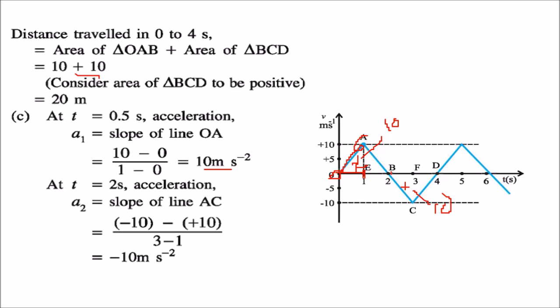We come at 2. What is the slope of AC at this point, which is minus 10 minus of plus 10, means this line I am talking about. So this minus this by 3 minus 1, okay. So you get this as the acceleration. So this is A1, this is A2.